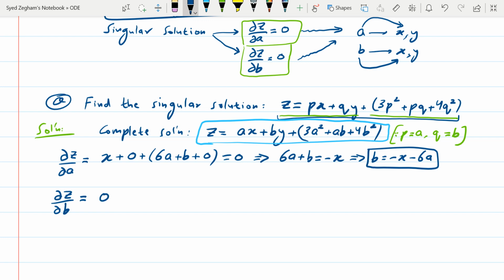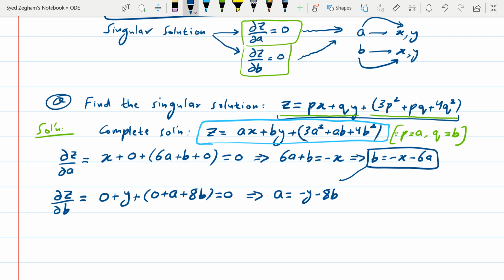So we will get 0 plus y plus, now inside the bracket we will have 0 plus a plus 8b. This should be equal to 0. And you can say that a will be equal to minus y minus 8b.